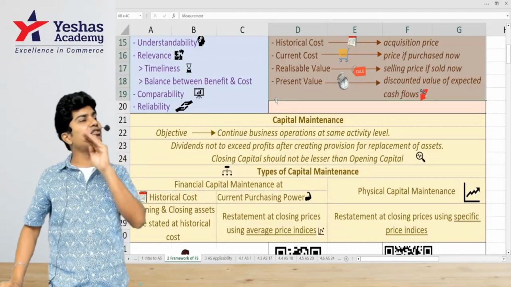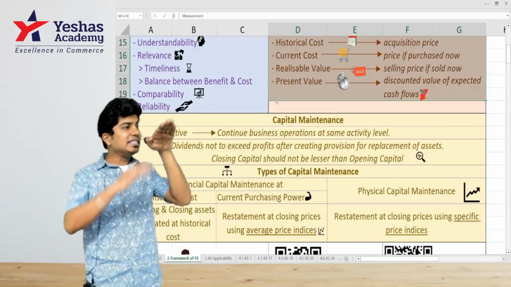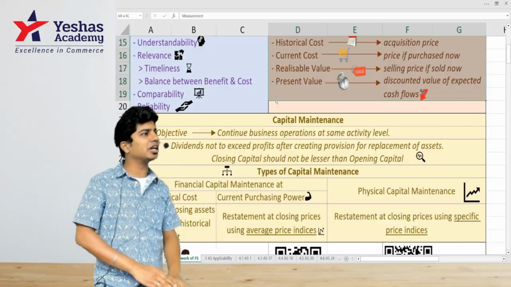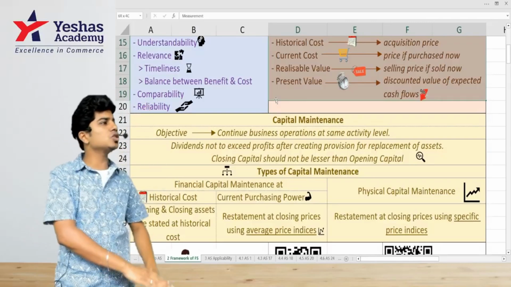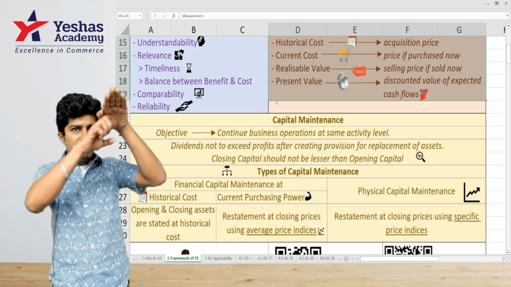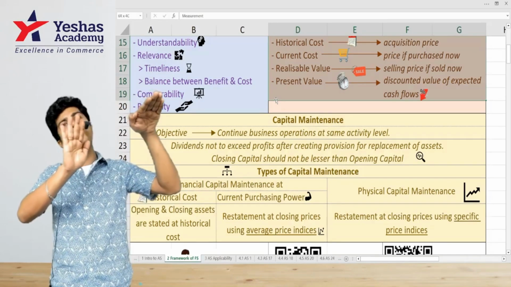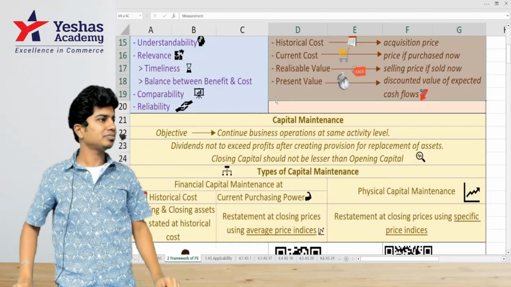So comes the concept of capital maintenance. Capital has to be maintained in such a way that the business will not get shut down. You maintain capital. Amount should be withdrawn only to the extent you earn or lesser than what you earn, not more than what you earn.